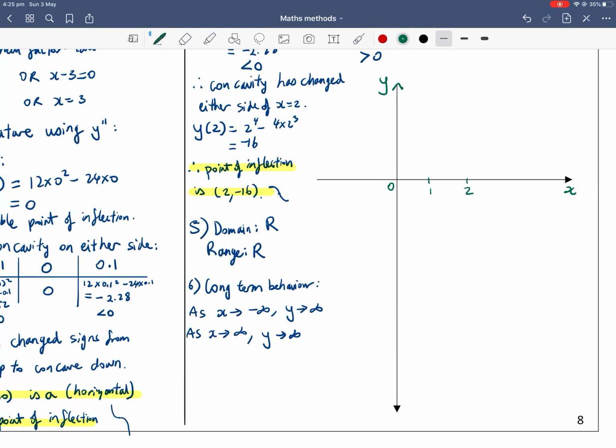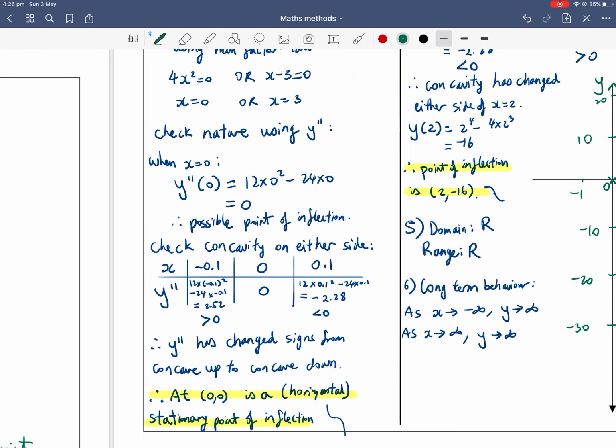So let's make that 0, 1, 2, 3, 4, negative 1, 1, 2, 3. So negative 10, negative 20, and then negative 30, and then that would be 10 as well, 20. Okay, we've got an x-intercept at 0, 0, so mark it in. We've got an x-intercept at 4, 0, so let's mark it in and label it.